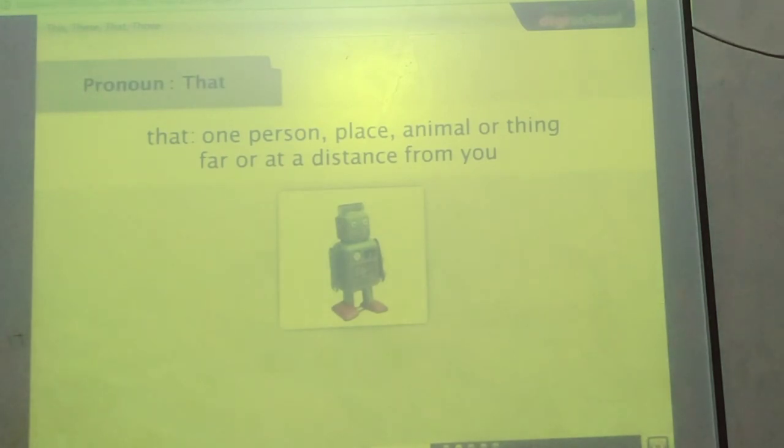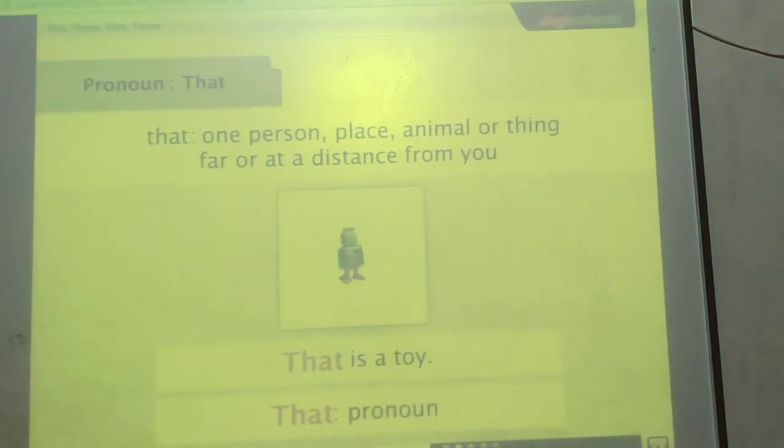Look at the picture. You can see that there is one toy that is far away. So you say that is a toy. Here, that is the pronoun used to point to the toy.